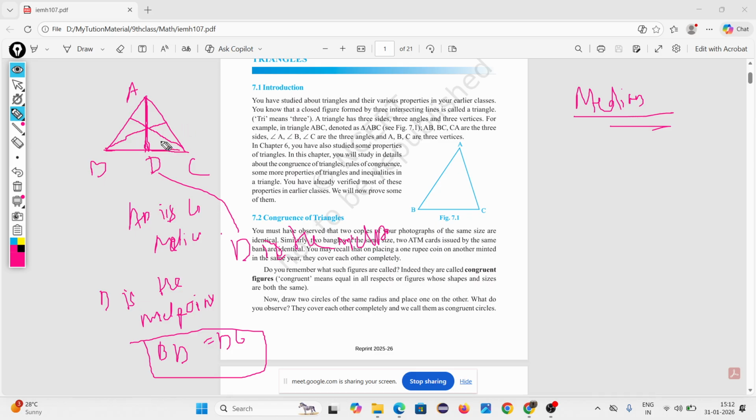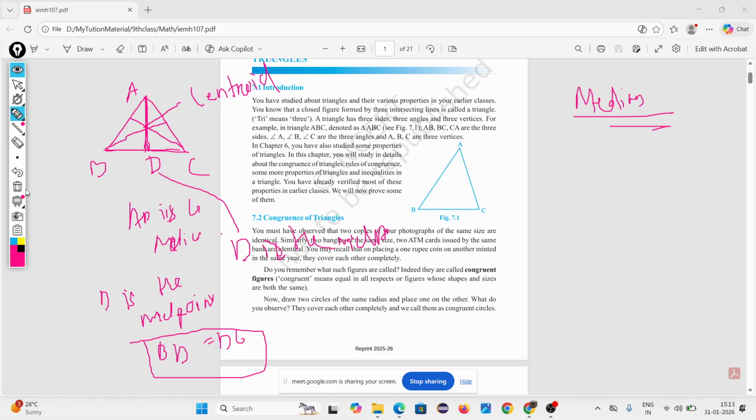Then look, the point at which the three medians intersect each other is called the centroid. Centroid. Okay, the point at which the medians of a triangle intersect each other is called centroid.